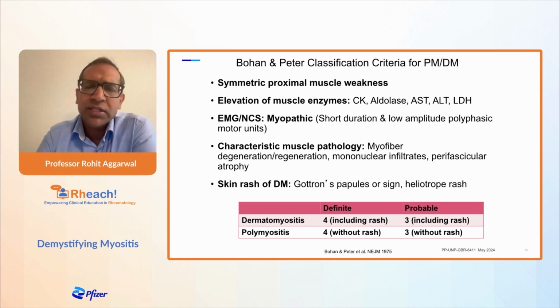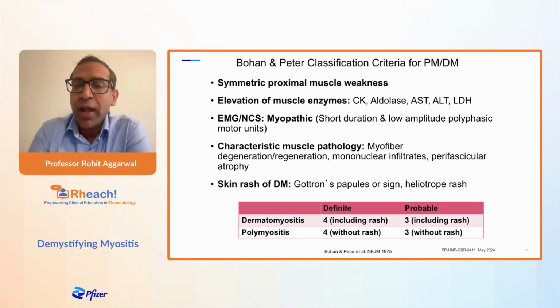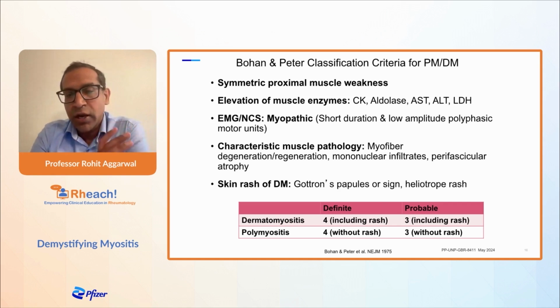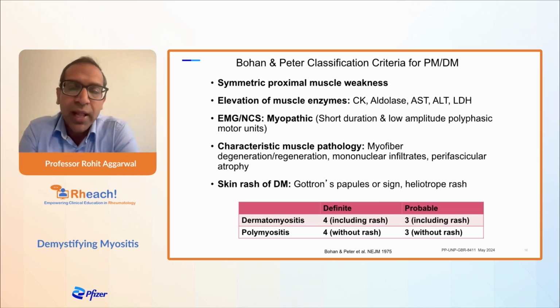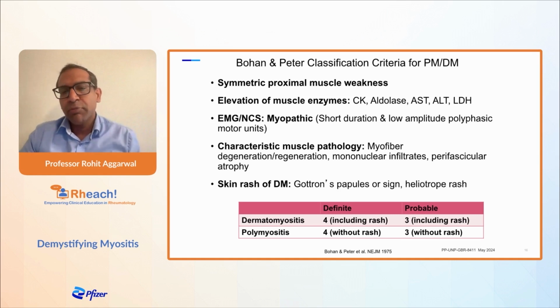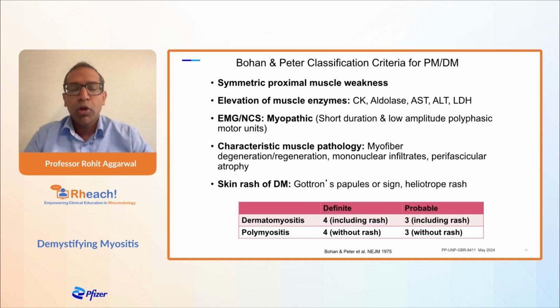Third point is EMG, the nerve conduction study, which is very helpful. It helps us differentiate diseases that are neurogenic, diseases of the neuromuscular junction, as well as myopathic. The myopathic signal on EMG is very specific. We get short duration, low amplitude polyphasic units that help us differentiate whether the patient has a muscle problem, nerve problem, or neuromuscular junction problem. Obviously, in myositis, we're talking about a muscle problem.